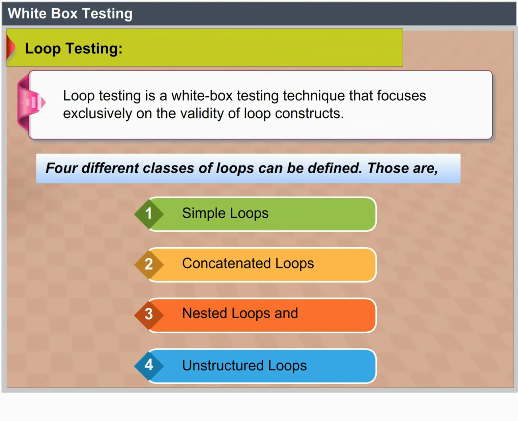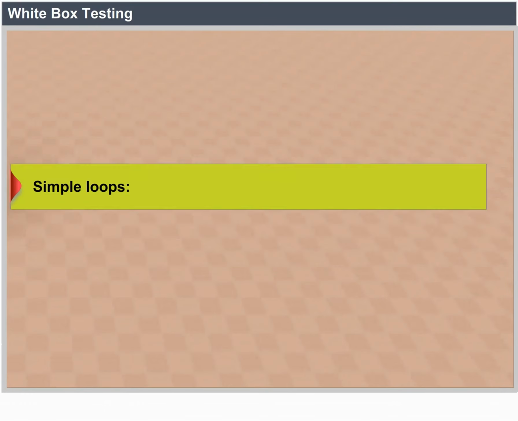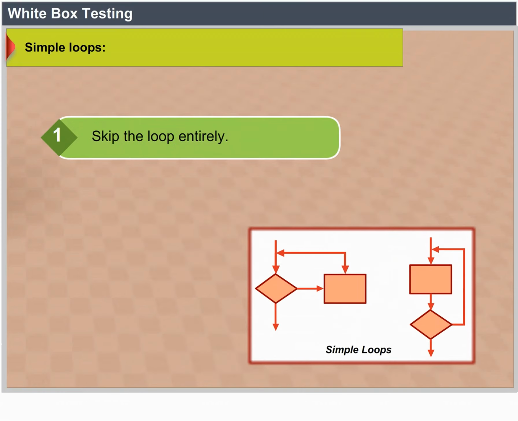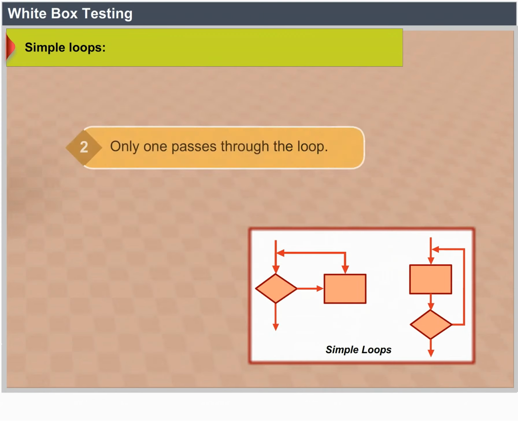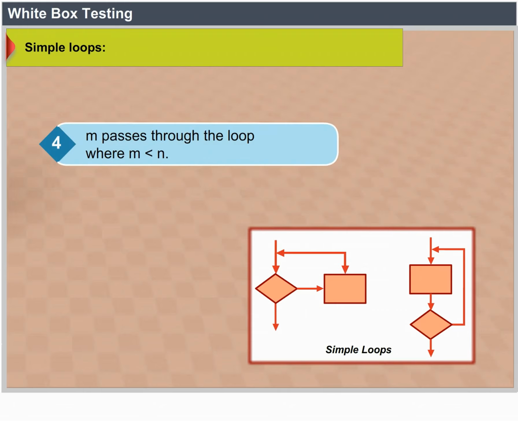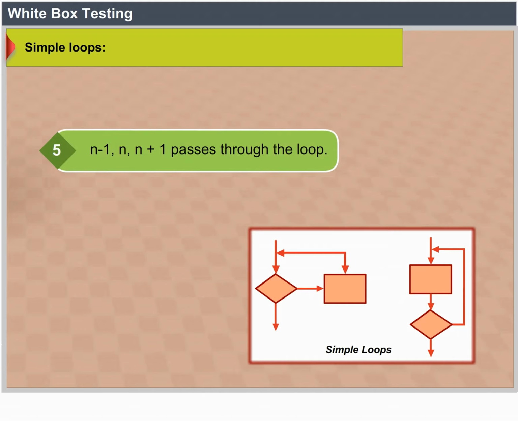Simple loops. A set of tests can be applied to simple loops, where n is the maximum number of allowable passes through the loop. Skip the loop entirely. Only 1 pass through the loop. 2 passes through the loop. m passes through the loop, where m is less than n. n minus 1, n, and n plus 1 passes through the loop.